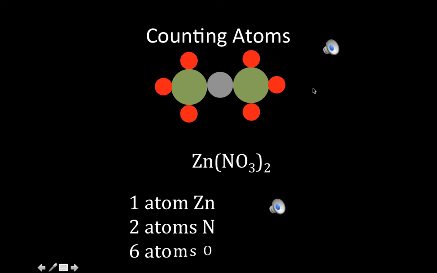So when I'm counting these, I have 1 atom of zinc. The 2 outside the brackets applies to what's inside the brackets. And so 2 times 1 is 2, 2 times 3 is 6. If you're going around counting, there are the 2 nitrogens, and then 1, 2, 3, 4, 5, 6 oxygens.